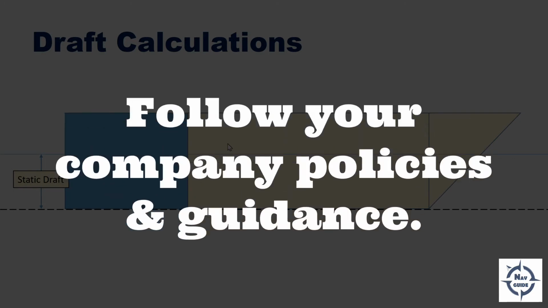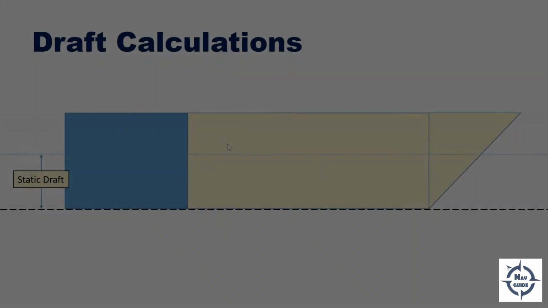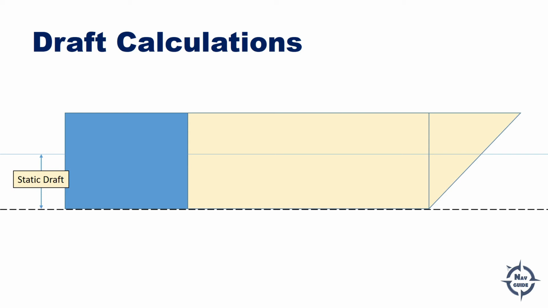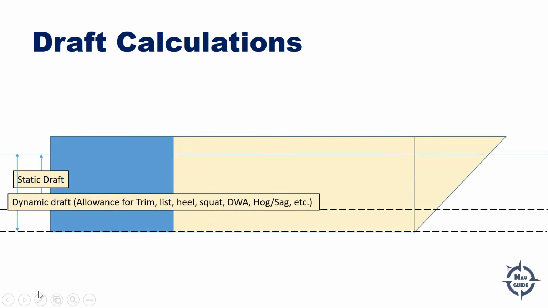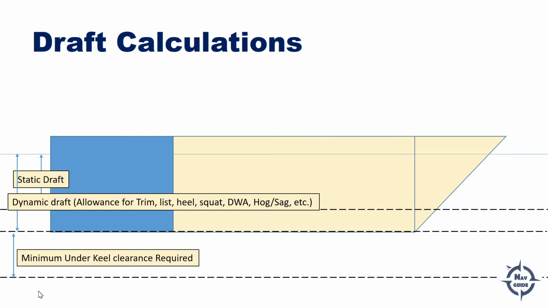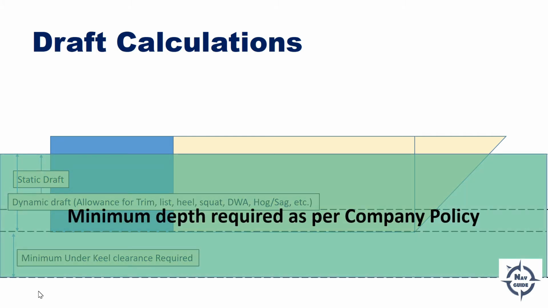Your company manuals, the navigation manual, would give you guidance on which factors to allow. Once you allow for these factors, what you get is the dynamic or calculated draft of the ship. To this draft, you must add the minimum underkeel clearance which is required by your company. It may be 10% or any other figure depending on your company requirements. When you add the minimum underkeel clearance required to the maximum calculated draft or dynamic draft, what you get is the minimum depth of water which you need to navigate safely as per your company policy.